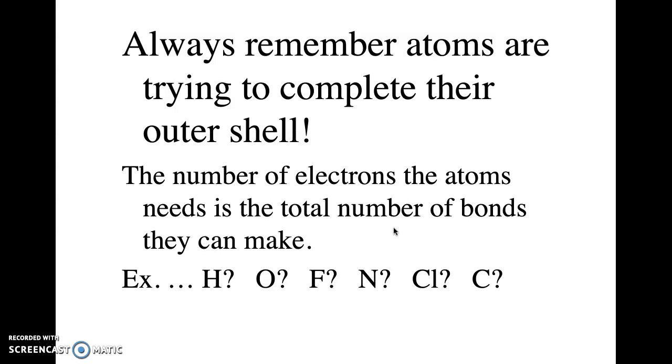So if you look at the example here, hydrogen has one electron, so it means it could bond one time. That's it. Oxygen, if you look at it, has 6 electrons, which means it needs 2, so it could bond twice. And I'm going to let you look at the other ones back through here.